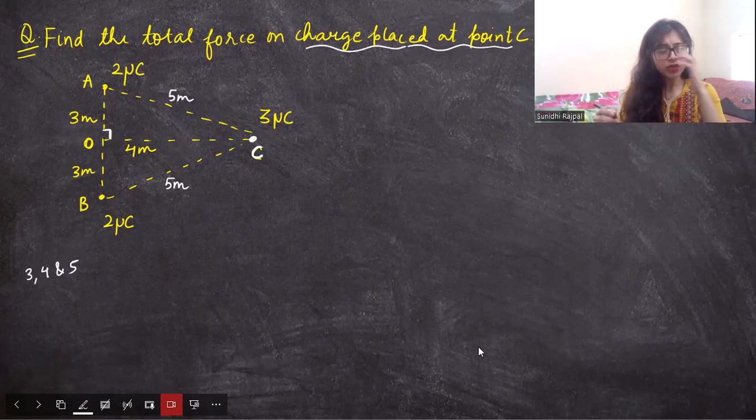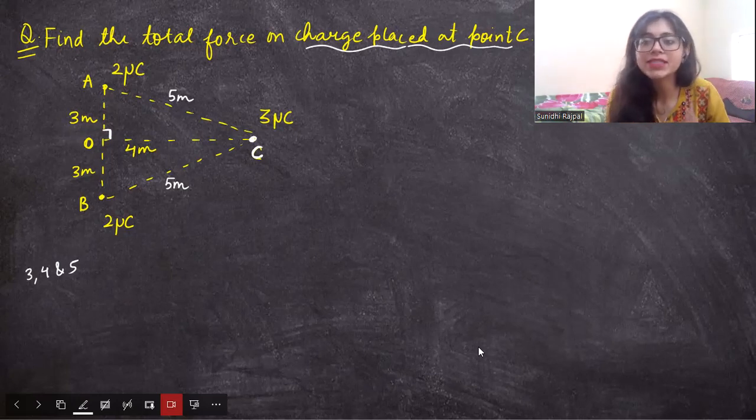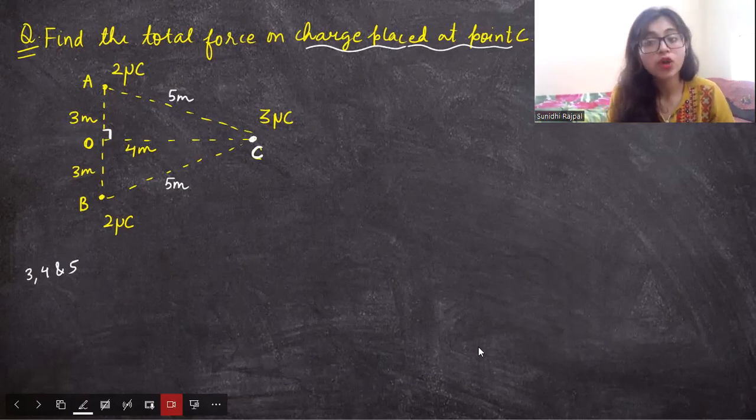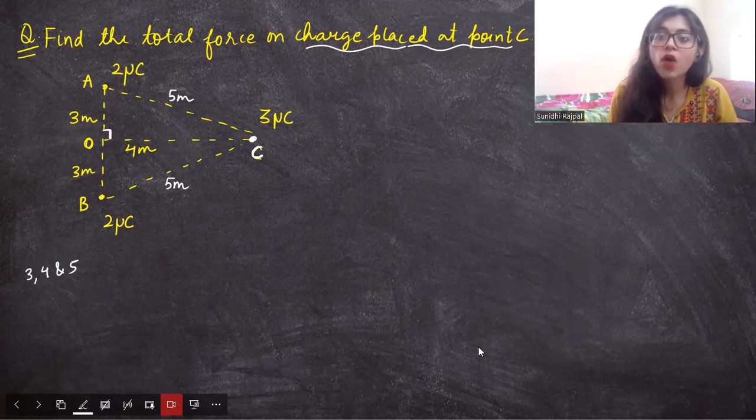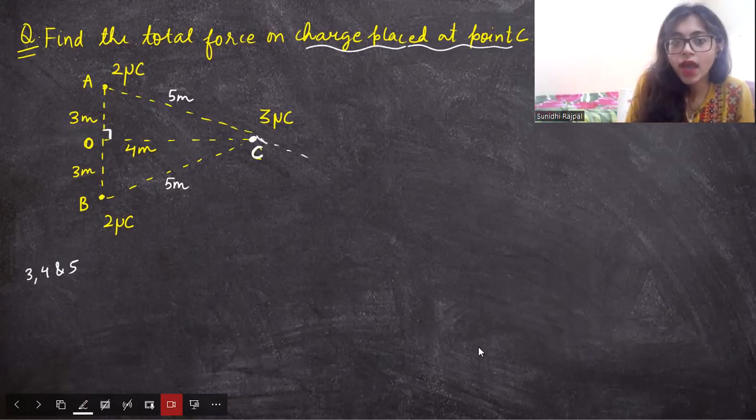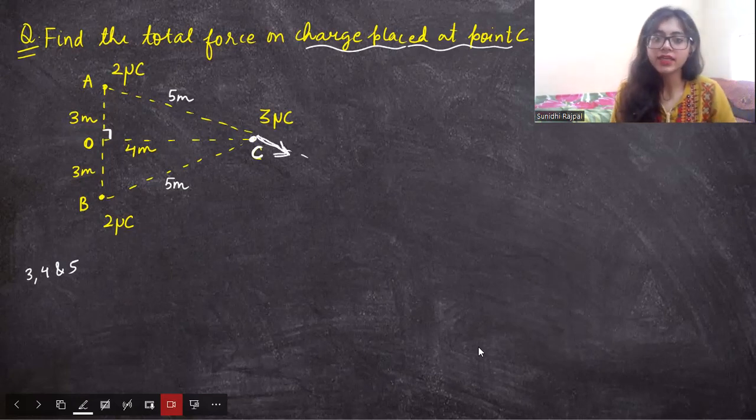Now I have the two lengths and I want to calculate the force. So let us see what will be the direction of forces. If A is 2 microcoulomb and C is 3 microcoulomb, both are positively charged. So what will be the direction of the force because of A on C? It will be along this line and away from the charge, right?